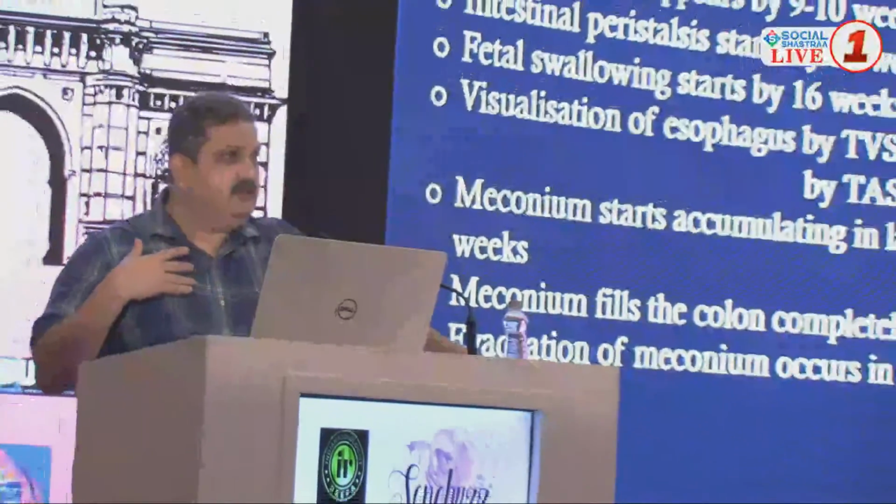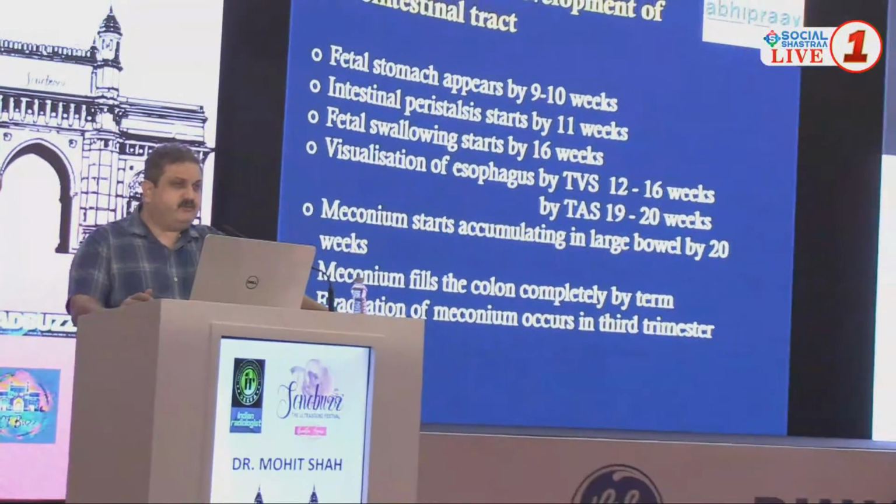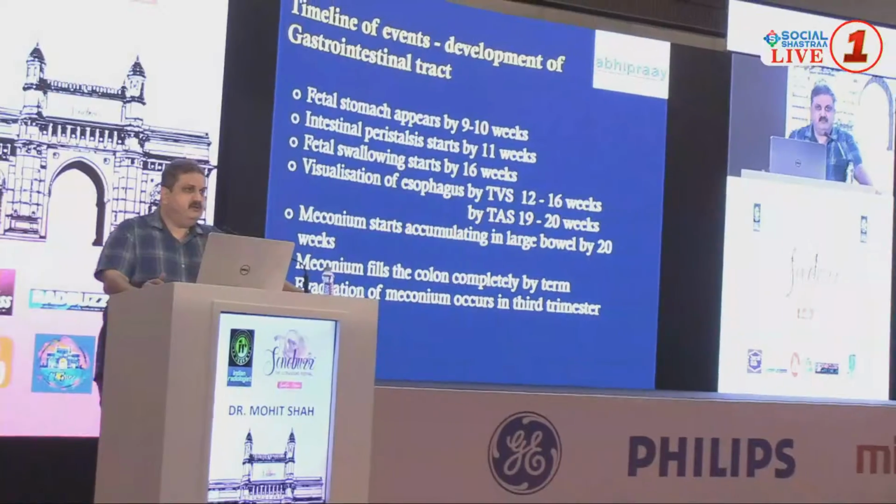We need to understand this concept by first understanding the timeline of events that the GI tract develops. The fetal stomach appears by 9 to 10 weeks, beautifully seen on transvaginal. Though the peristalsis starts by 11 weeks, we don't actually start seeing it until later gestation.